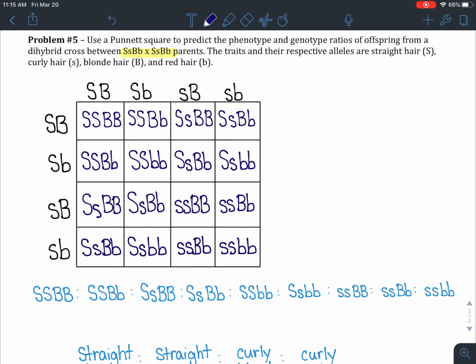So again, as a reminder, a genotype is just showing us what the allele makeup is, right? This is where we're dealing with the capital and lowercase letters. The phenotype indicates what that organism should look like based on the genotype that they have.